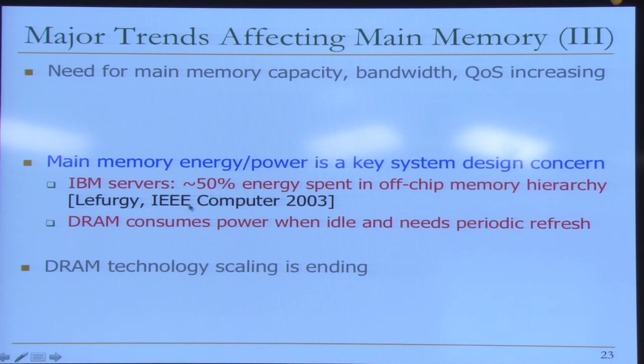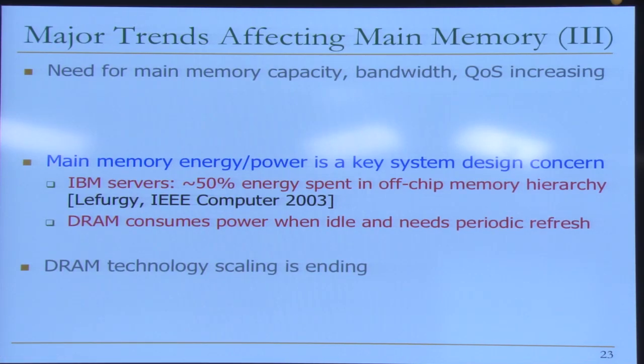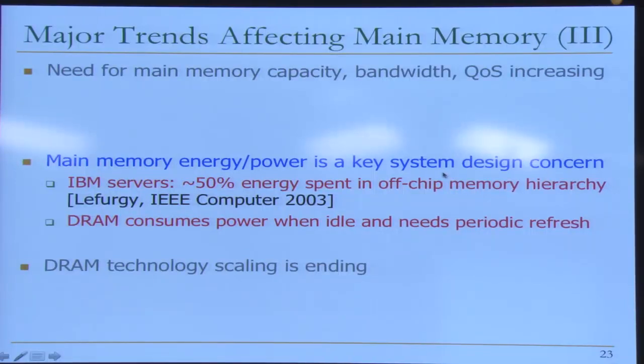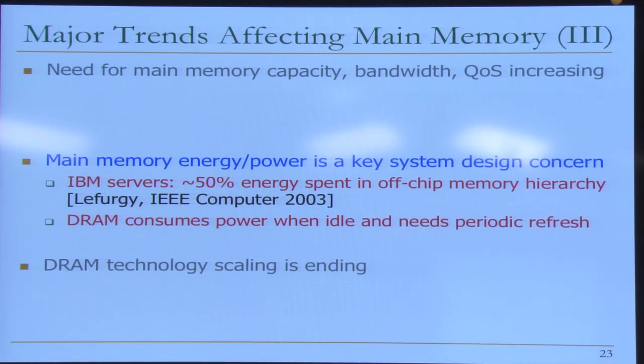It's a nice paper in IEEE Computer written by researchers at IBM Research. What they found out, after analyzing big iron machines from IBM, big data centers at that time, is that 50% of the entire system energy is spent on the off-chip main memory hierarchy. It's a lot, right? It's approximately 50%. And similar results exist for this kind of systems also. And one issue with DRAM is it consumes power when it's idle. It requires periodic refresh, which is also a bottleneck, as we've discussed earlier.